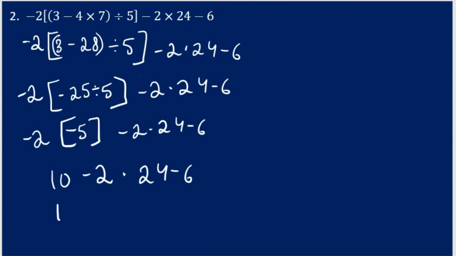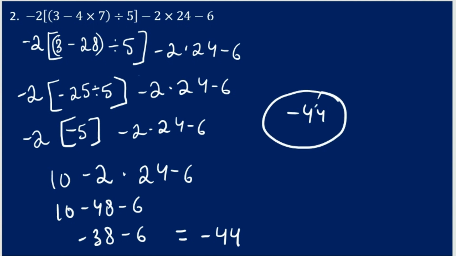10 minus 48 minus 6. And we got 48 from 2 times 24. Correct, and that is 48. Now what do we do? Now, negative 38 minus 6. And we got negative 38 from 10 minus 48. Yes. And now negative 38 minus 6 equals negative 44. Correct. And so negative 44 is going to be our answer.